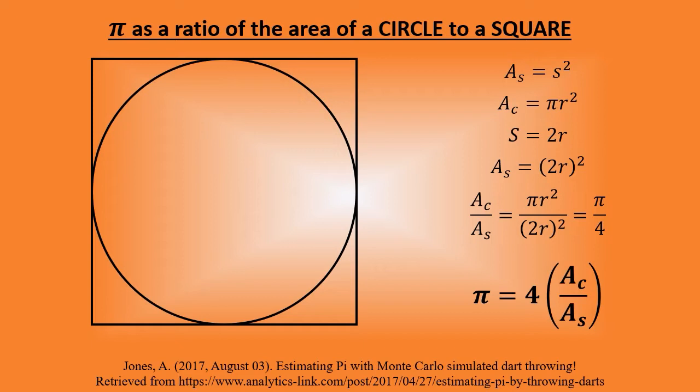The diagram shows a circle perfectly fitted into a square. Not going too deep into the algebra, the result is that pi is equal to 4 times the area of the circle divided by the area of the square.